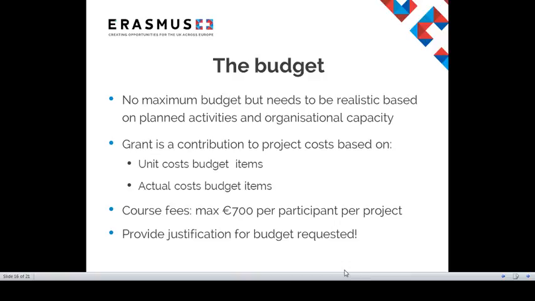I'd like to clarify an element of the course fees budget heading. Course fees funding can only be requested if you have selected structured courses/training events as an activity in the application form, and you can request a maximum of €700 per participant per project for course fees, and you must justify this request for funding in your application.